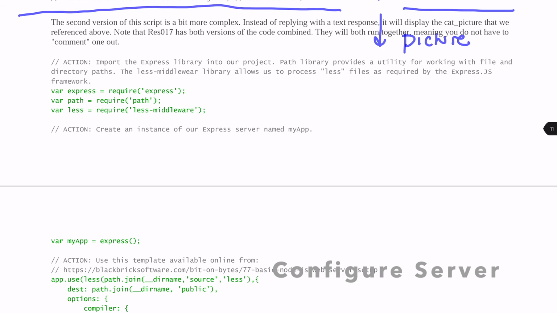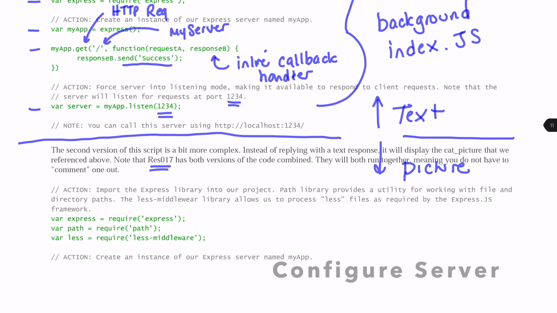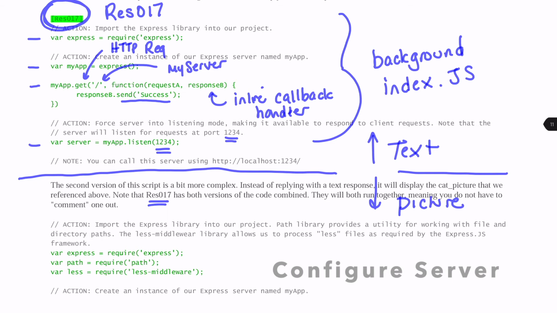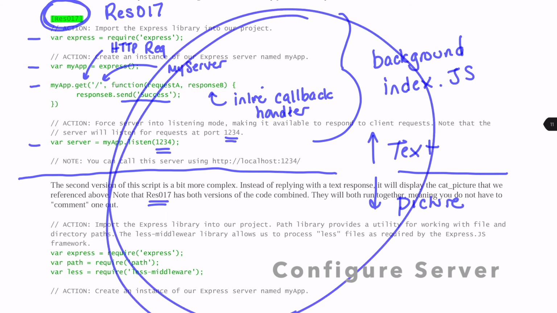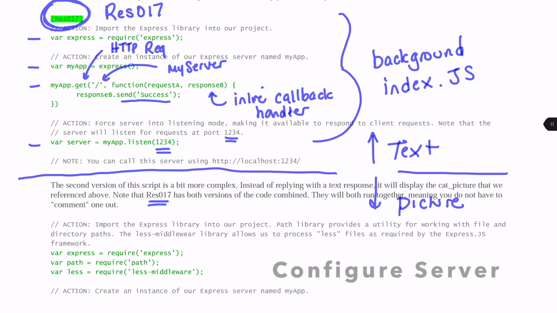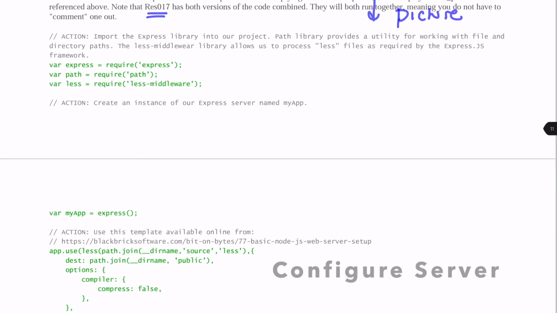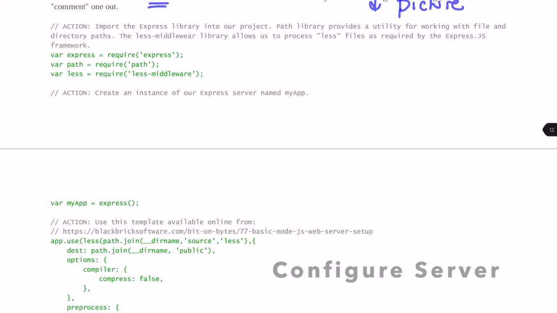I digress. So the second version of the script is a bit more complex. Instead of replying with a text response, it will display our cat picture that we've referenced above. Again, RES 17 has both versions of the code combined. They'll run together, meaning that you don't have to comment one out. So the code that's included in RES 17 actually includes both versions together. All right. So let's take a look at the more complicated version. A few differences here. We have to include two other libraries.